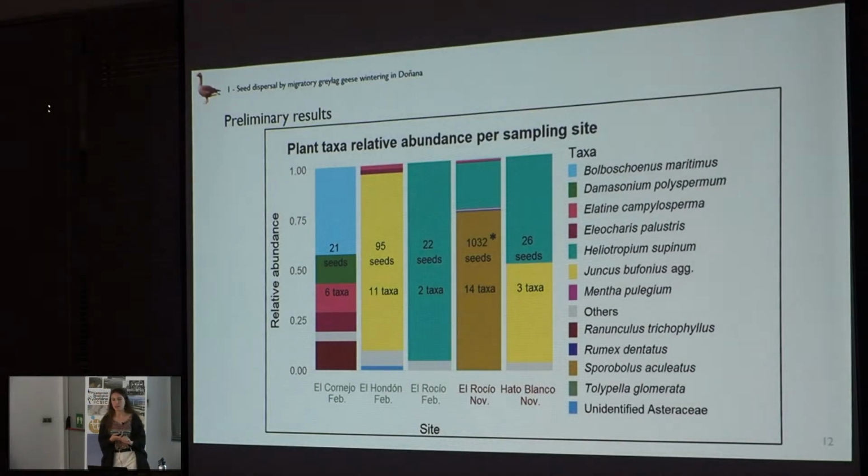Here we have the plant taxa relative abundance per sampling site, and these numbers are the total seeds and the total number of taxa found in each of the sampling events. And we found that for the same sampling period, November, the number of seeds and the number of taxa per sample was higher for El Rocío than for Hato Blanco rice fields. And for the same sampling site, El Rocío, we also found a higher number of seeds and taxa per sample in November samples than in February samples.